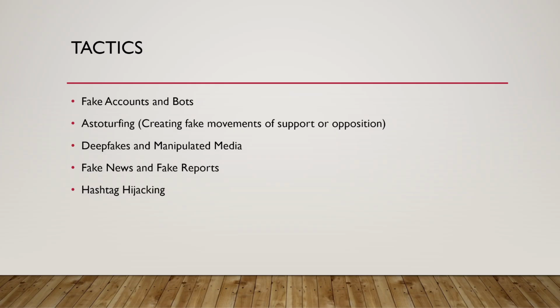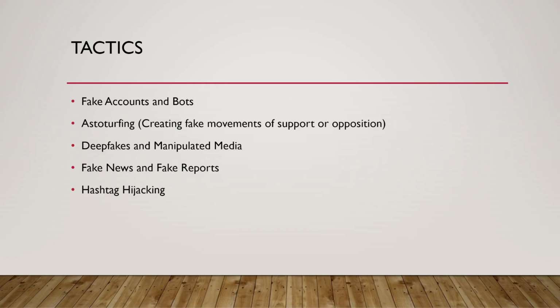The tactics we're looking at here start with fake accounts and bots. Attackers use fake social media accounts to spread their messages widely. Bots can generate and share content at high volumes, making the campaign appear more legitimate because you start seeing it everywhere. There's a term called astroturfing. Astroturfing is the practice of creating fake grassroots movements to give the appearance of widespread public support. This is where they create fake movements, normally done with bots again.